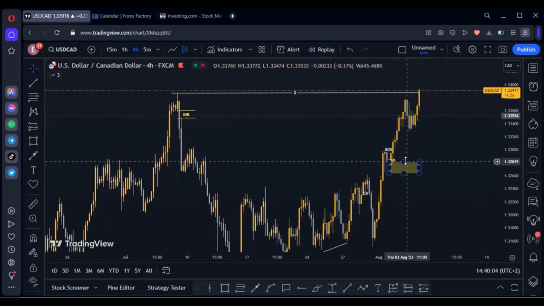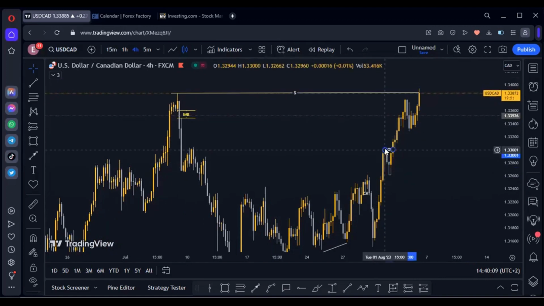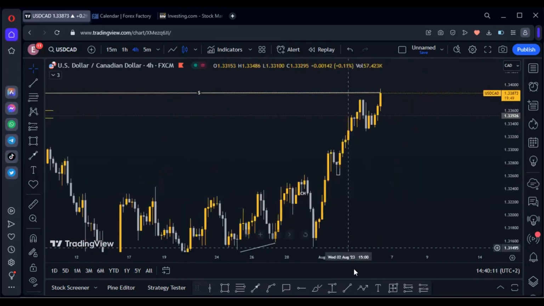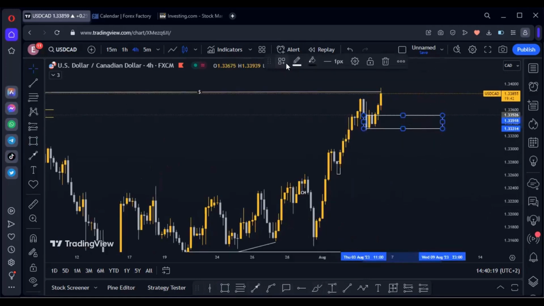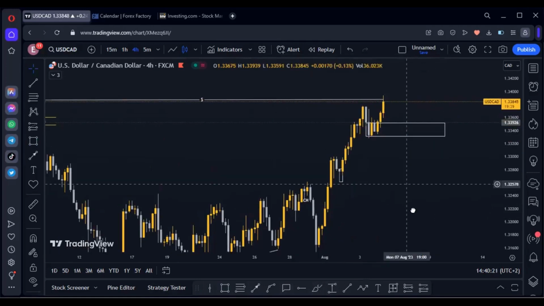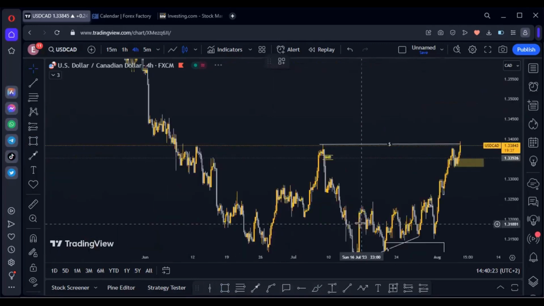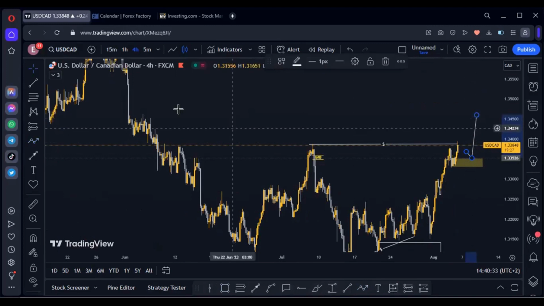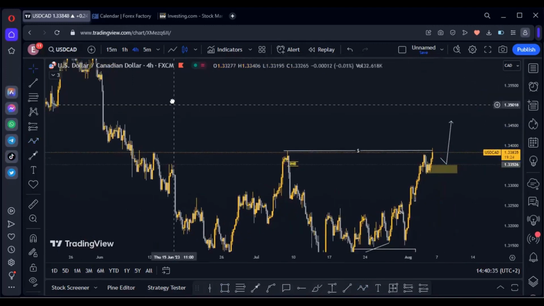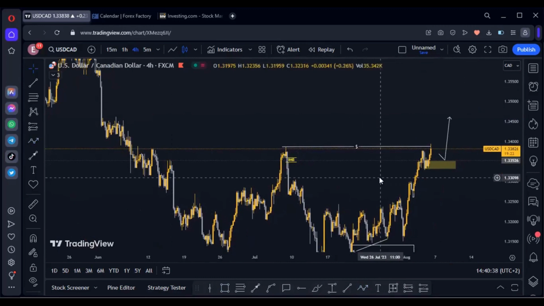So going forward, I'll be looking at this order block as my area of interest, this one right here. I'll be looking at taking buys when we get to this demand level and look for a level above here. So probably I'll be looking to take out this liquidity right here, with the US dollar CAD.